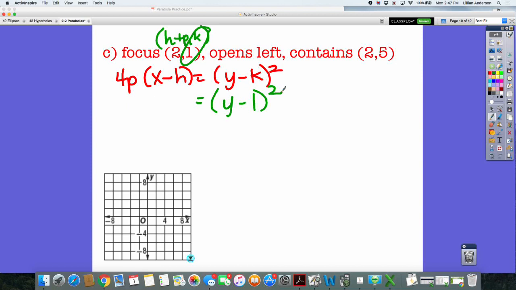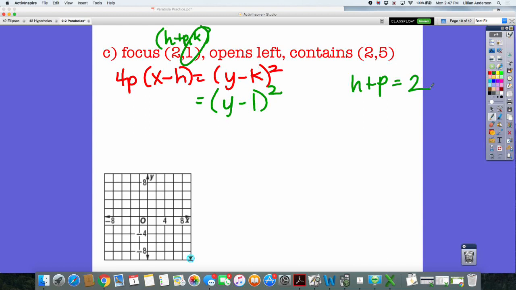Now, we know that h + p equals 2. We know that, correct? So whatever the x-coordinate is of the vertex and whatever p is, we add them together and we should get the number 2. We'll worry about the negatives and stuff in just a second.